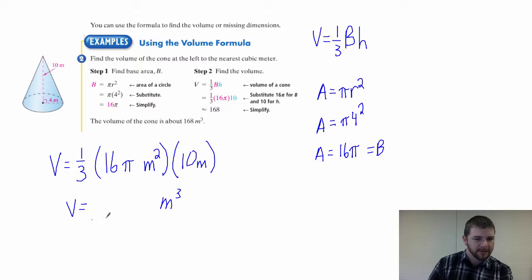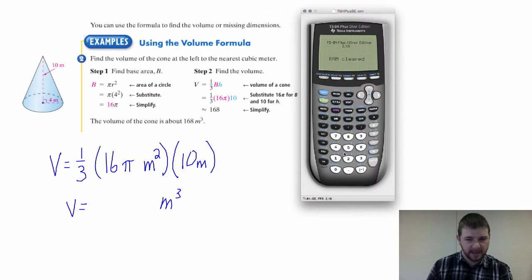Volume equals, now we just need to identify what is 1/3 times 16 pi times 10, and I'll use a calculator. So I'll put my 1/3 in parentheses to make sure we avoid any unexpected or unintended consequences from PEMDAS. 1/3 times 16 pi, to get the pi button second, there we go, times 16 pi times 10.